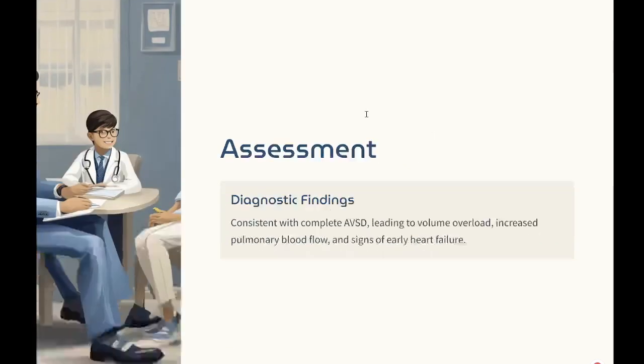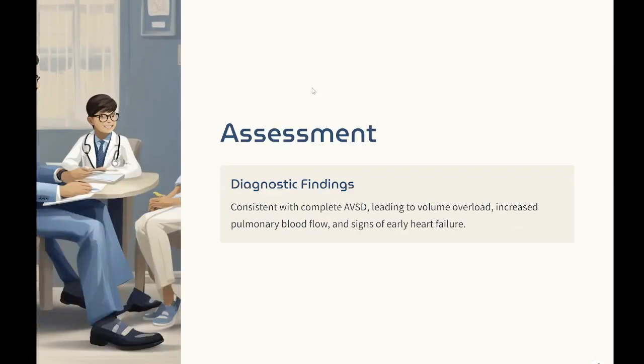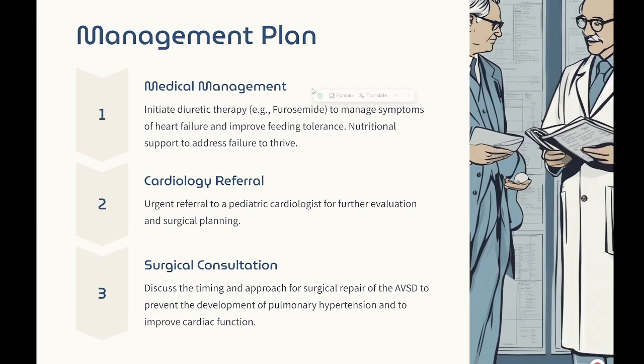Assessment: a 4-month-old female with failure to thrive, increased work of breathing, and heart murmurs. Diagnostic findings are consistent with complete AVSD, leading to volume overload, increased pulmonary blood flow, and signs of early heart failure. Management plan: 1. Medical management. Initiate diuretic therapy, e.g. furosemide, to manage symptoms of heart failure and improve feeding tolerance. Nutritional support to address failure to thrive.